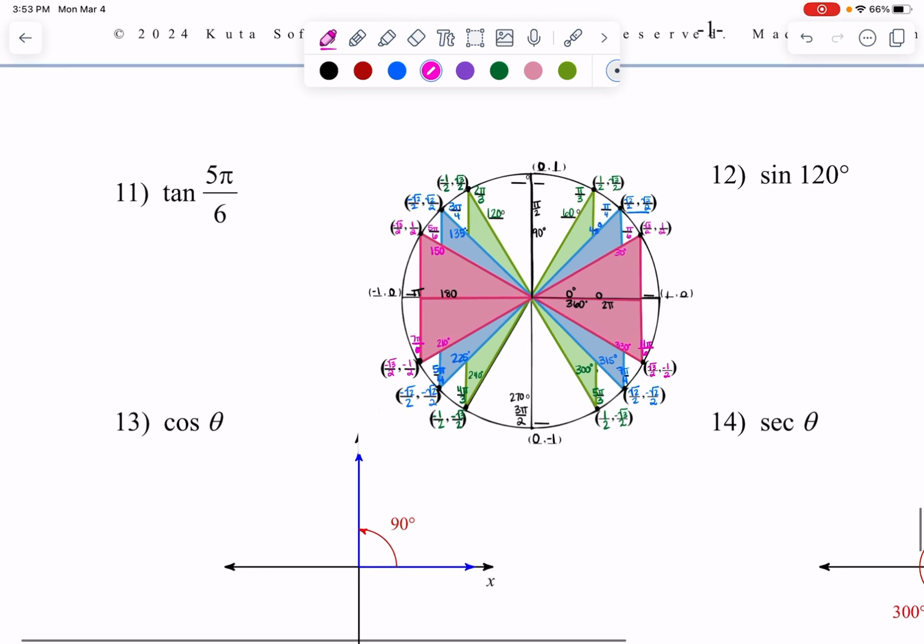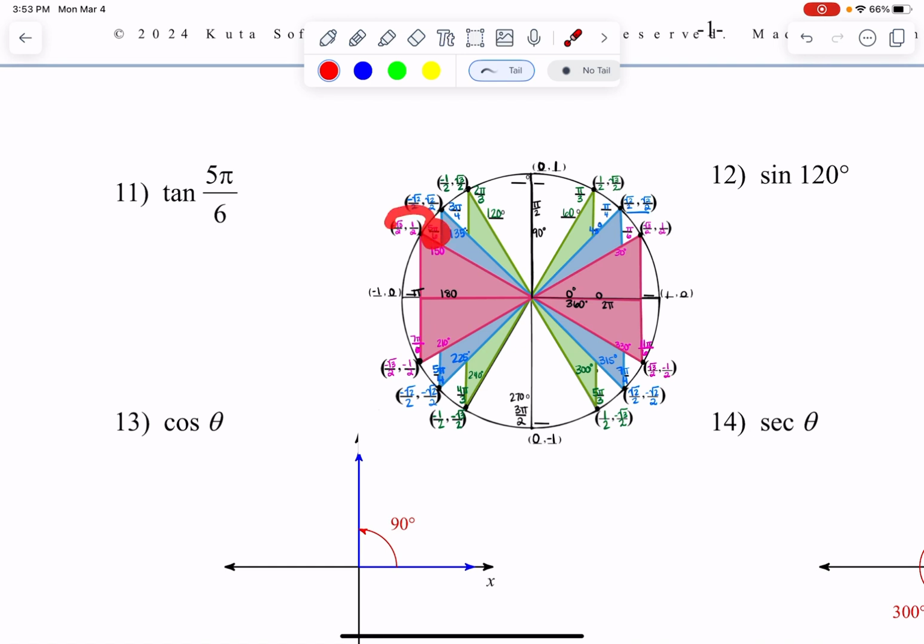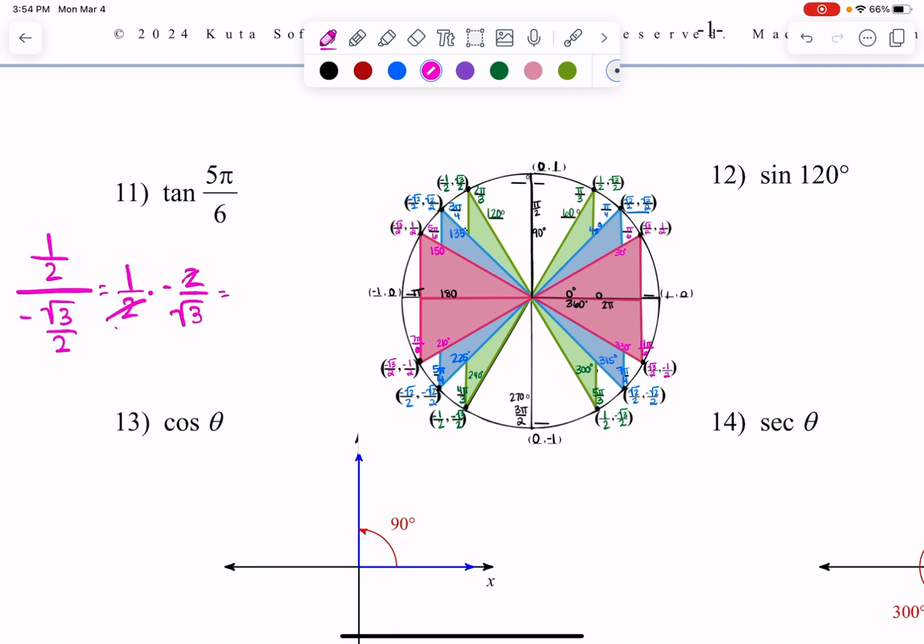Okay, so for tangent of 5 pi over 6, we're going to go to 5 pi over 6, which is here. So we're going to look at this coordinate. So tangent is y over x. So we simplify that. We take the numerator, and we multiply it by the reciprocal of the denominator. So those cancel, and we get negative 1 over square root of 3. Multiply by our radical. So we get negative square root of 3 over 3 as our answer.